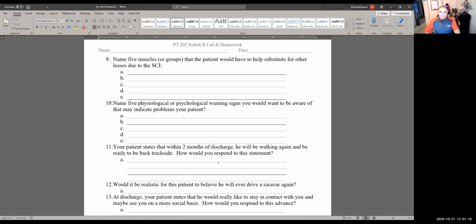Your patient states that within 2 months of discharge, he'll be walking again and ready to be back track side. How would you respond to this?